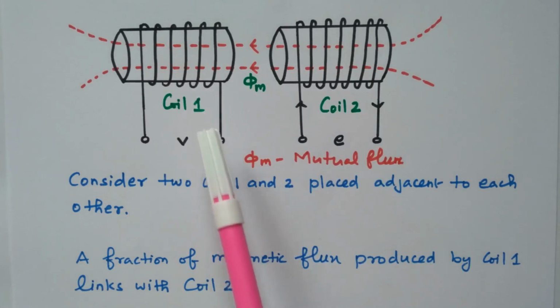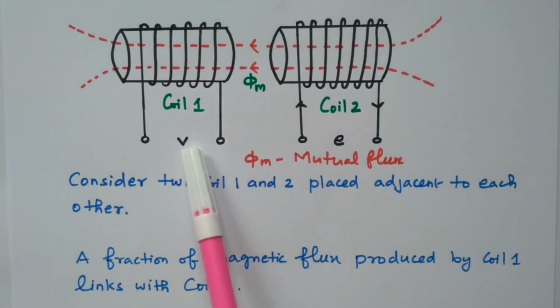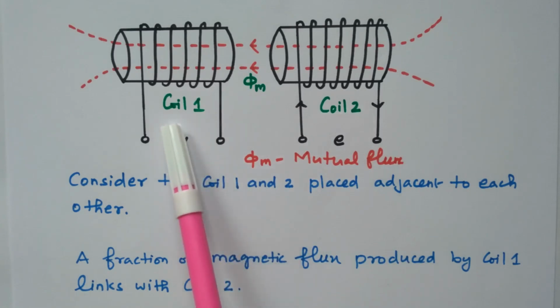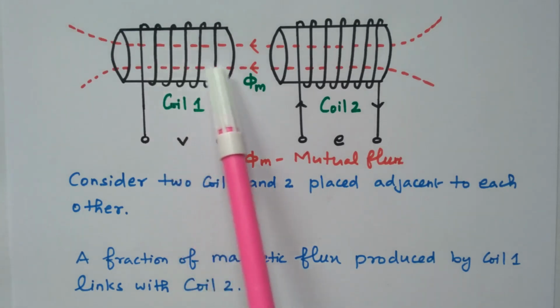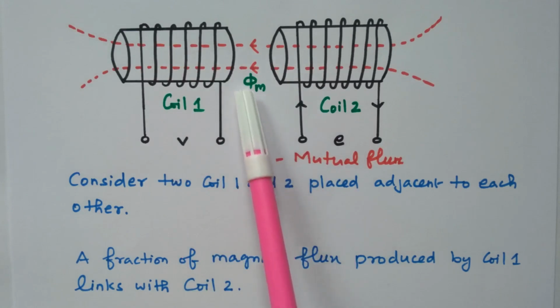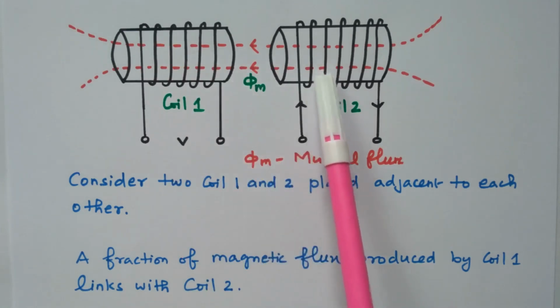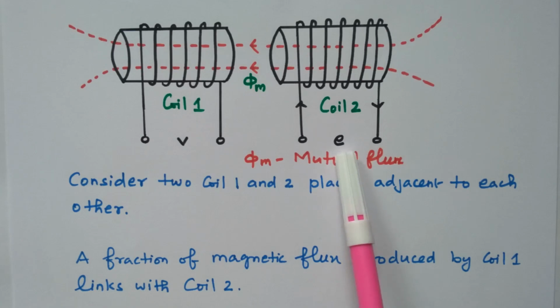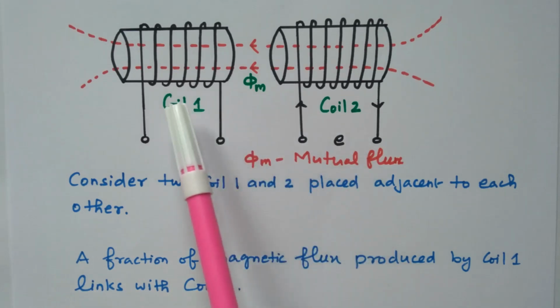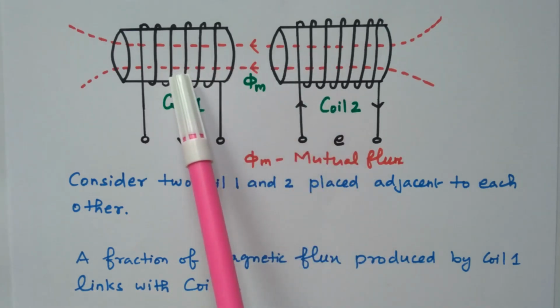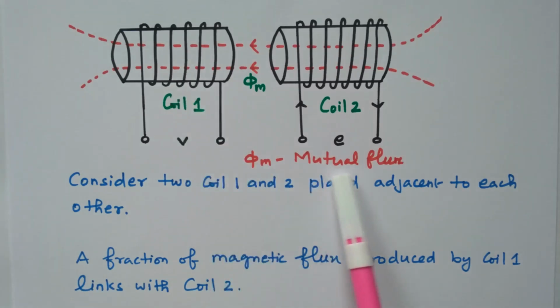The coils are stationary. The first coil is given supply and current is flowing. Due to the rate of change of current, flux is produced. That flux linked with the second coil is nothing but phi m. Due to the flux linkage in the second coil, EMF will be induced in the second coil. This EMF is due to the rate of change of flux and the current through the first coil. So it is called mutual flux and mutually induced EMF.